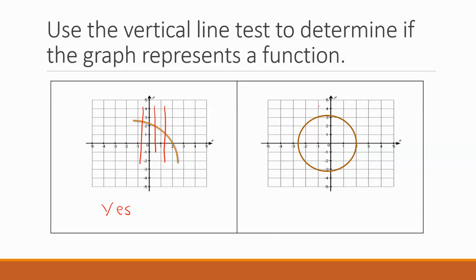Now looking at the second graph, if I draw a vertical line here, you see it touches that point and that point there, which is more than one point. So therefore, no, this would not be a function. So that's how you use the vertical line test to determine whether a graph represents a function.